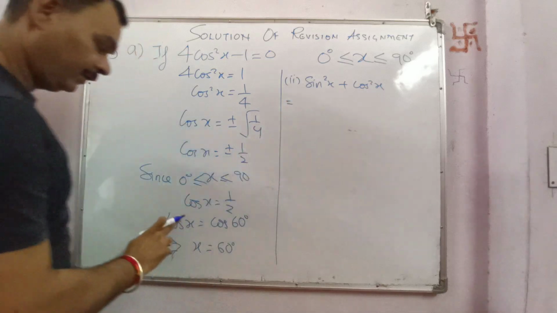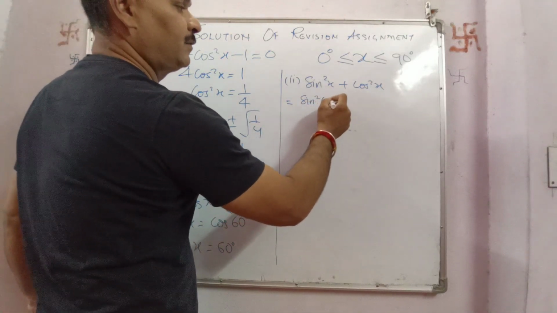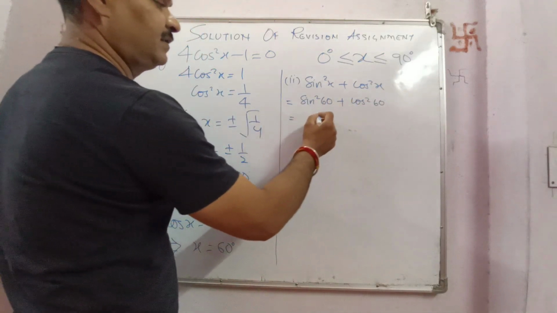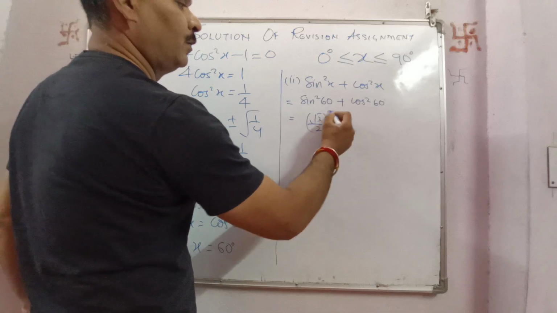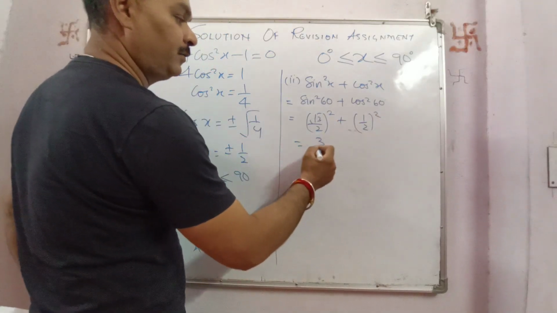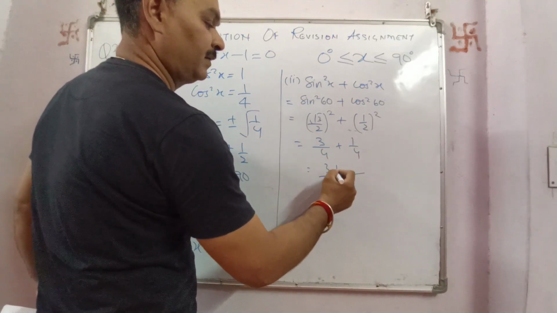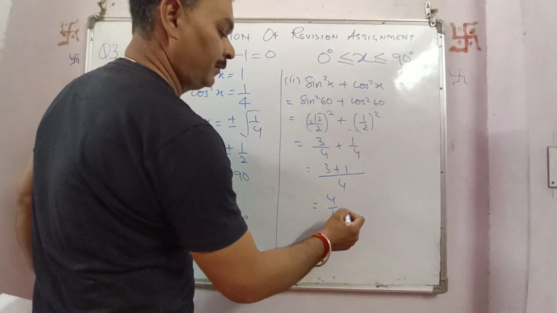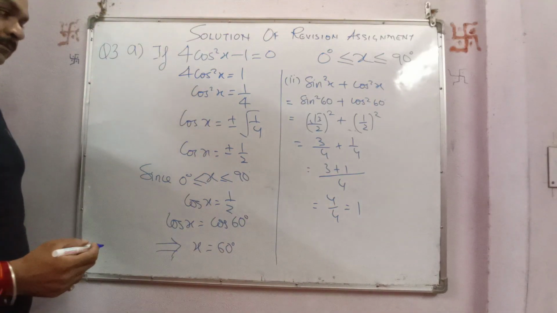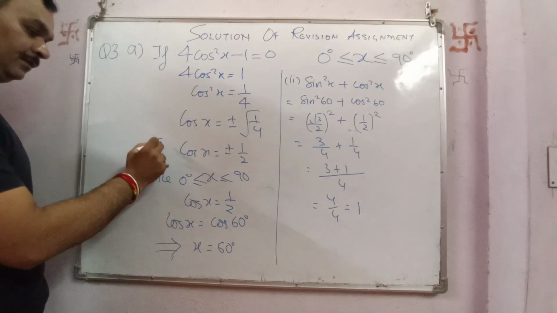Then the second part, we need to find out sine square x plus cos square x. Since we know the value of x, just merely putting that value over here: sine square 60 plus cos square 60. Now sine 60 is root 3 by 2 whole square, cos 60 is half square. Root 3 by 2 square is 3 by 4 plus 1 by 4, or 3 plus 1, that is 4 by 4, which is 1.